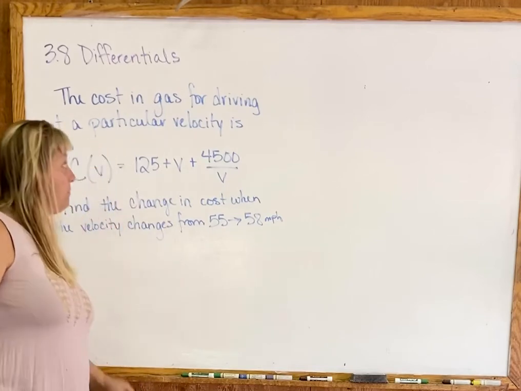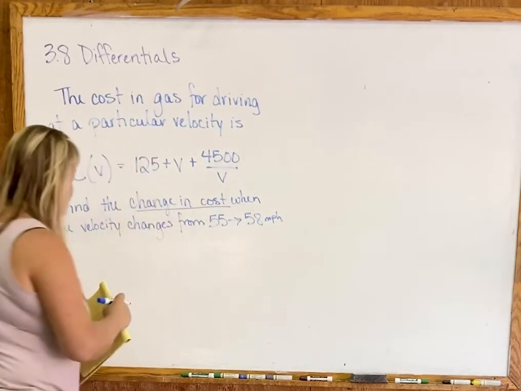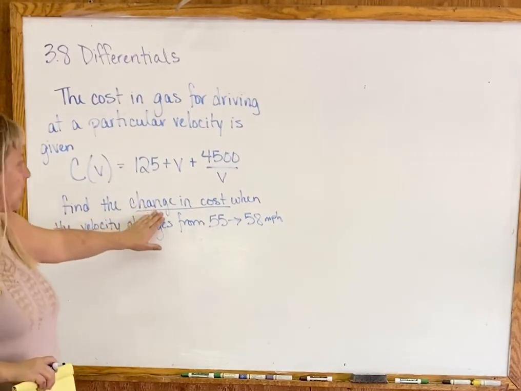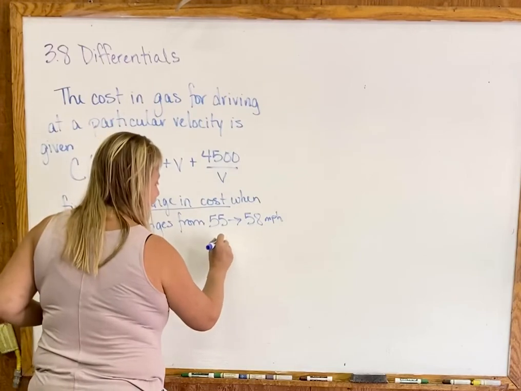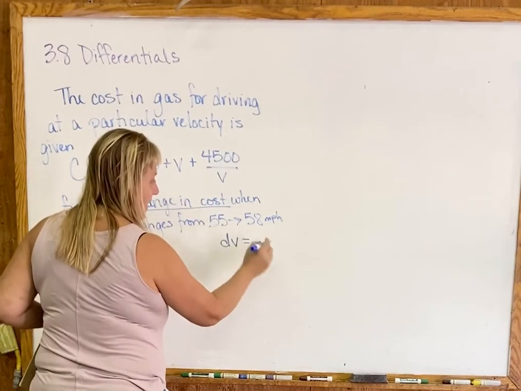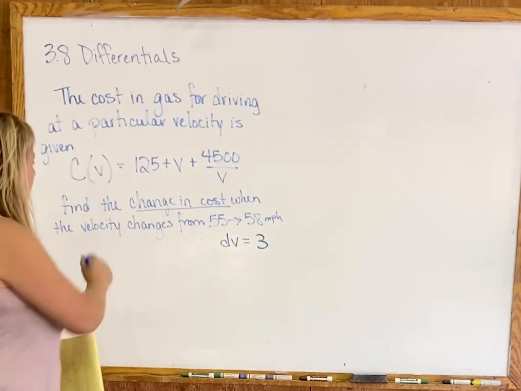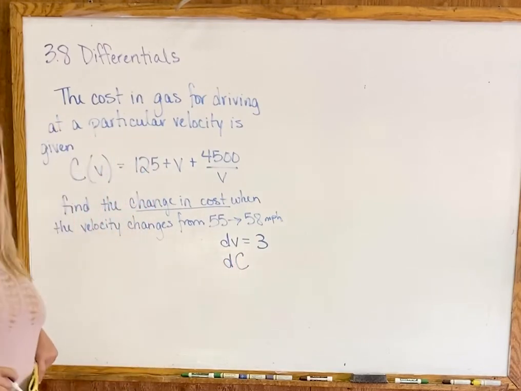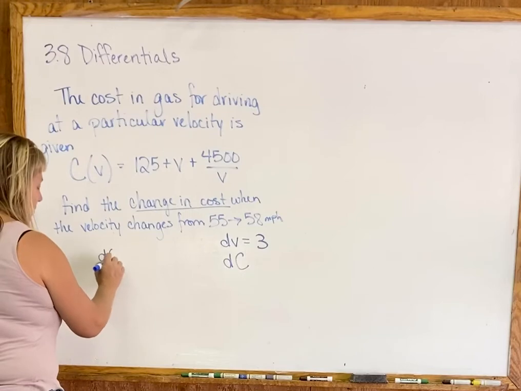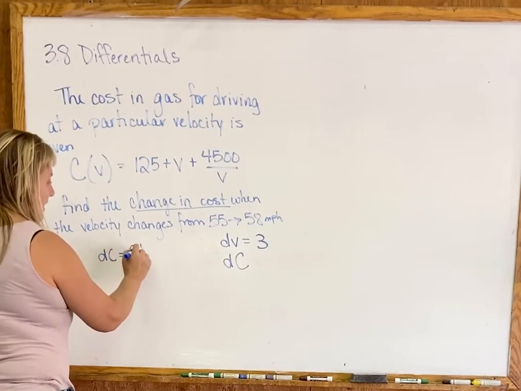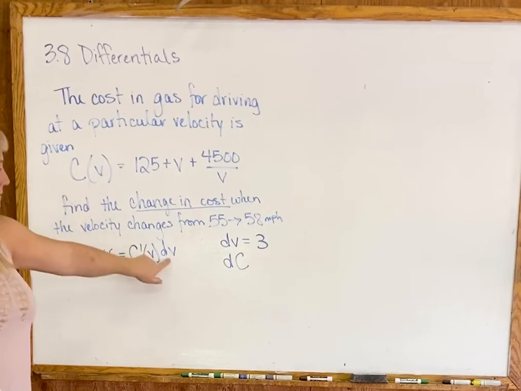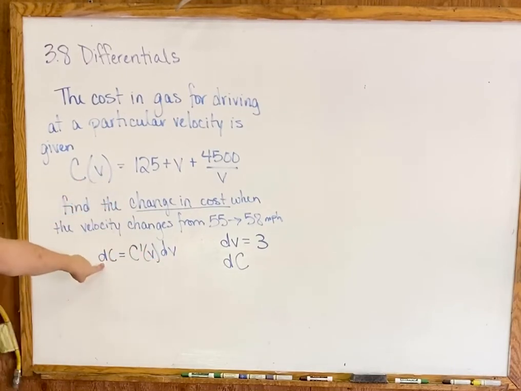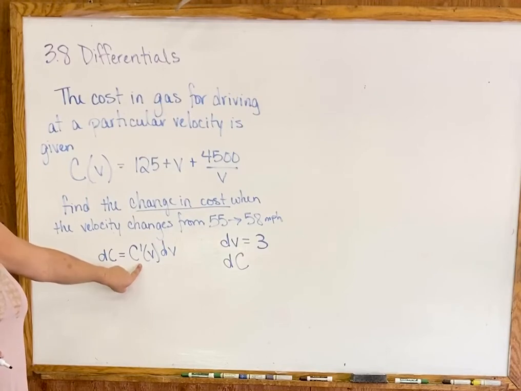So we're looking for the change in cost, not the change in the whole function, just the change in cost. We already have the change in the velocity. So we know that dv equals 58 minus 55, which is 3, and what we're looking for is dc. Now I know the variables are different here, but dc equals c prime of v times dv. So we're going to take the derivative of this function, multiply it by the differential of v, and that should give us the change in just the cost. Now that first means that we need to find our derivative.